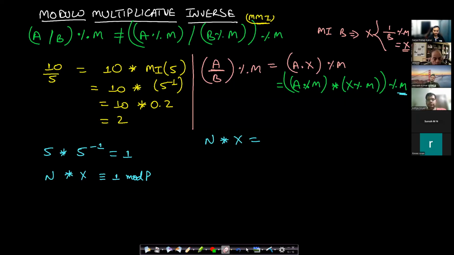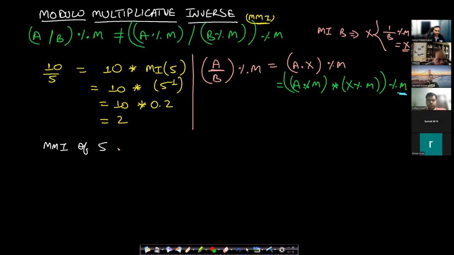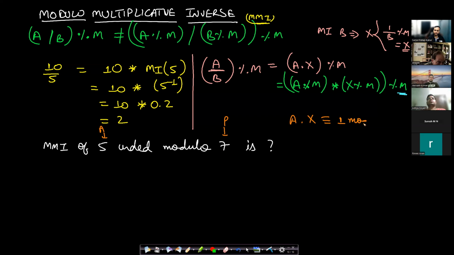Now I'll give you some work. Let me see if you can find the modulo multiplicative inverse. What is the modulo multiplicative inverse of 5 under modulo 7? Under modulo 7 means this is the p value, and the inverse of 5 means this is the a value. Can you find the x value such that a multiplied by x is congruent to 1 mod p, where a equals 5 and p equals 7? Can you find this value of x?